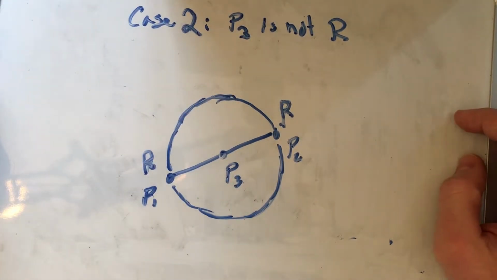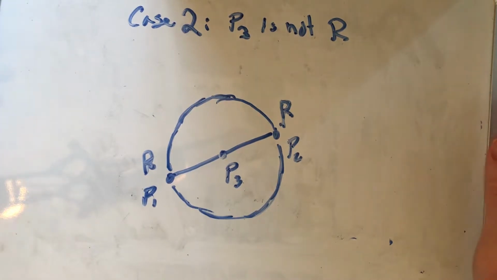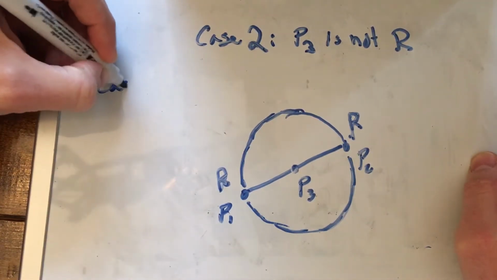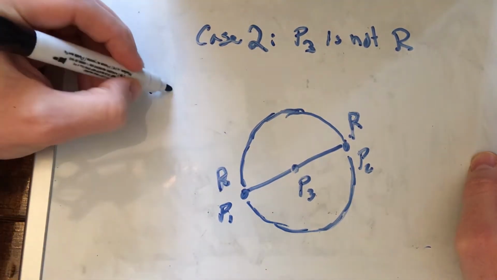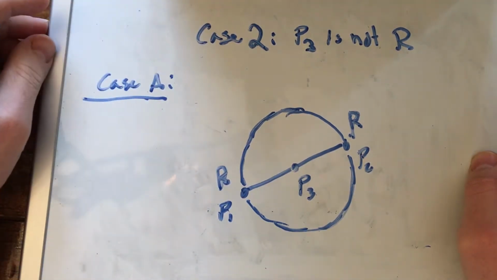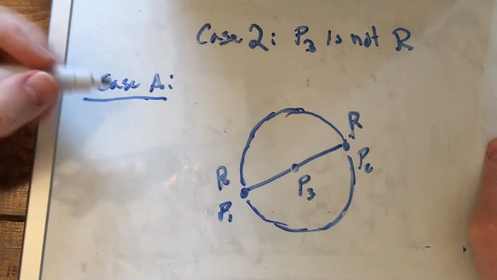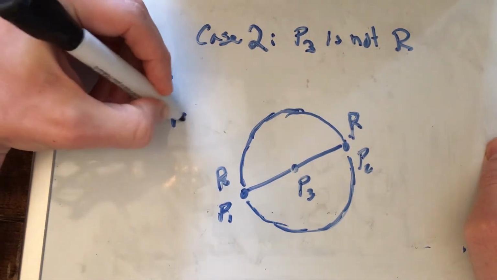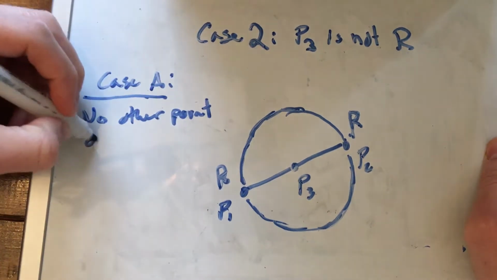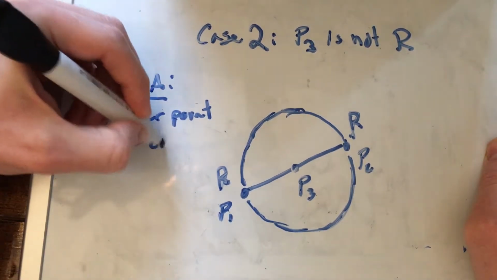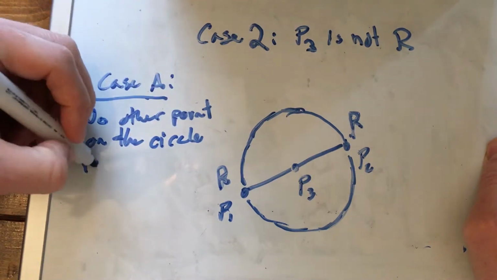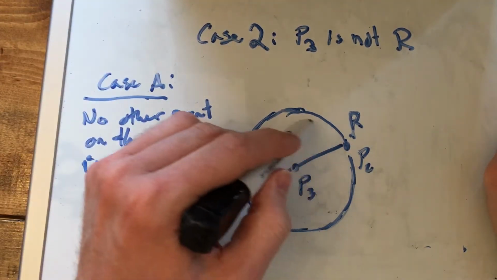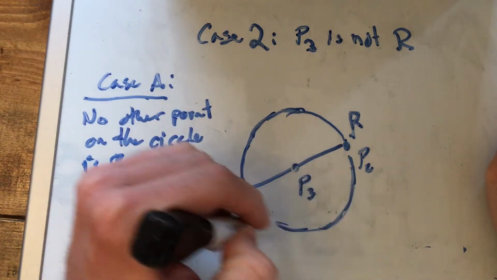another point. So here we have another subcase. Again, we're just going to call this case A. So it could be that no other point on the circle is red, right? So that means that they're all blue and green.